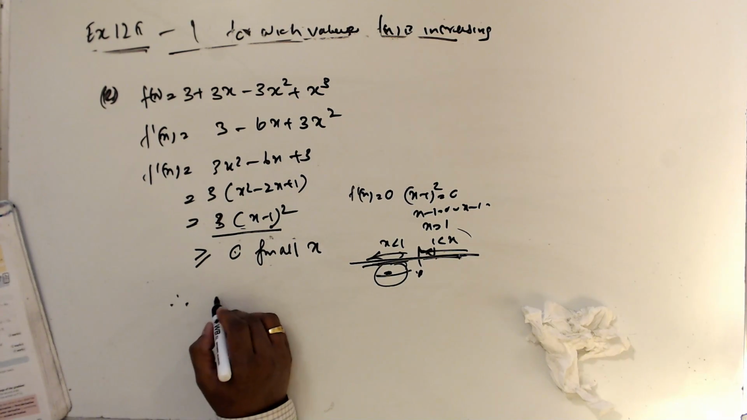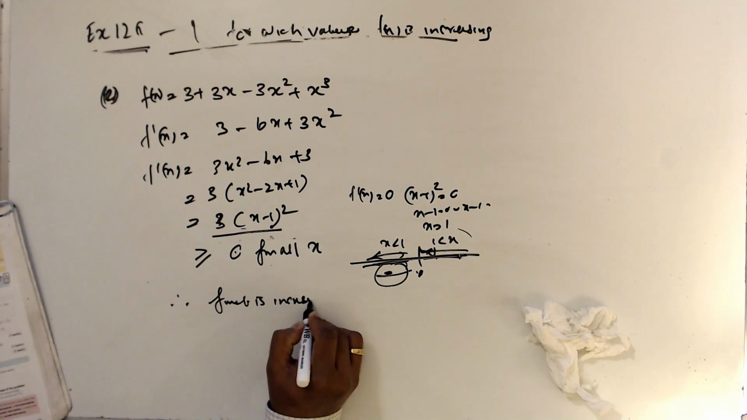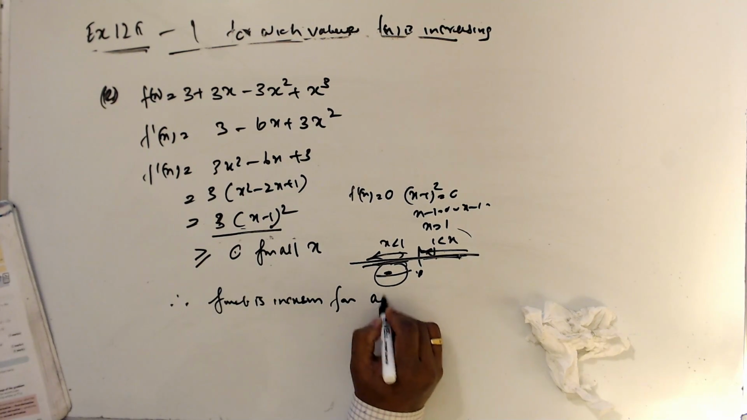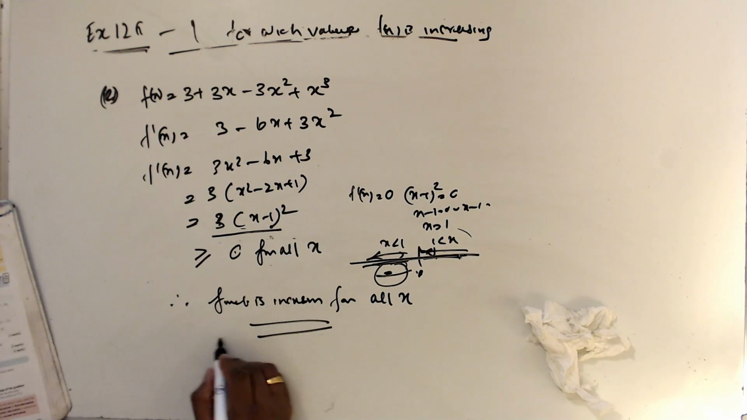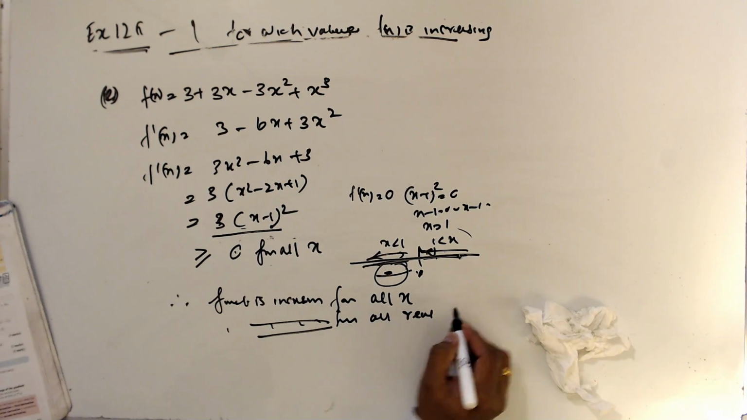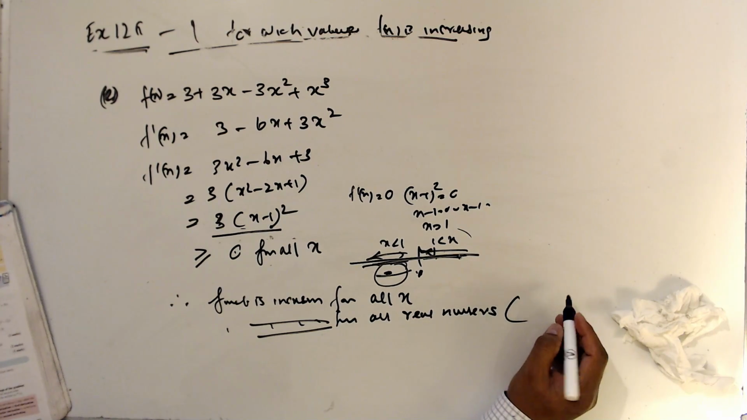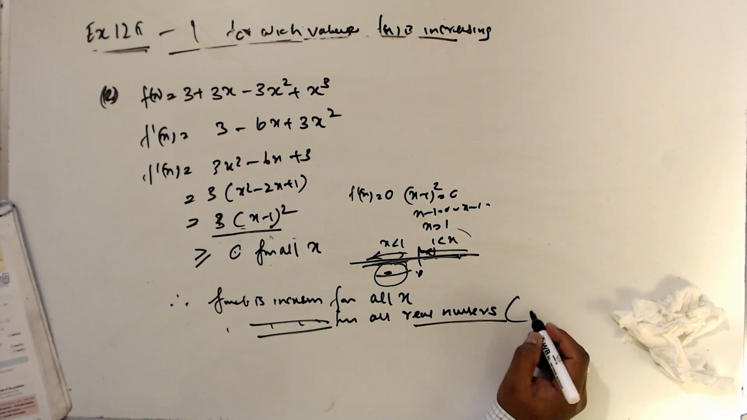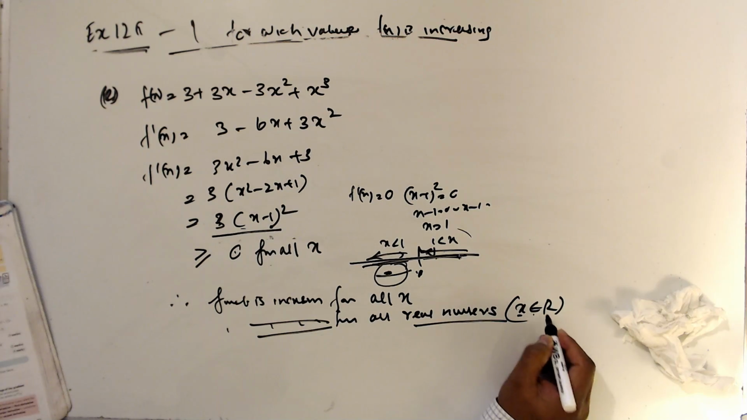Hence, the function is increasing for all x. Our function is increasing for all real numbers. You can write this as x is a member of real numbers, x is an element of real numbers.